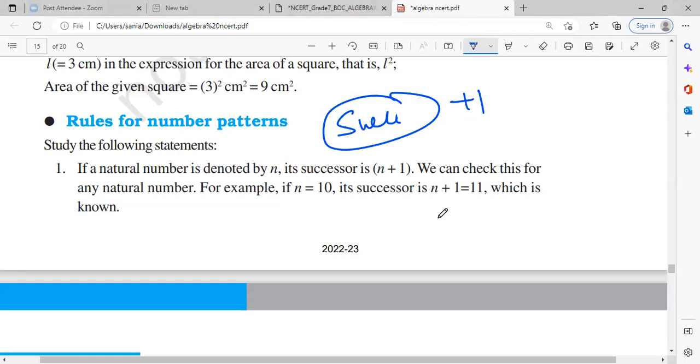For example, if I ask you, Samya, what is the successor of 9? 10. Yes. And the predecessor? Ma'am, 8. Yes.